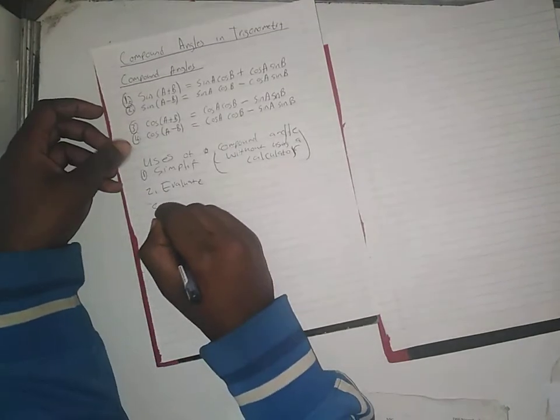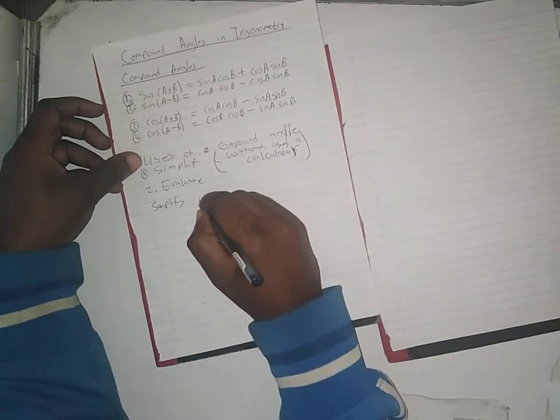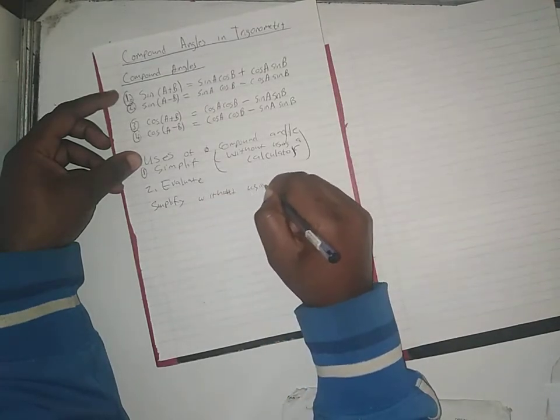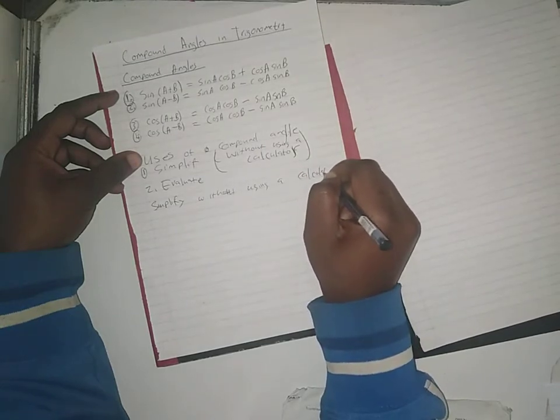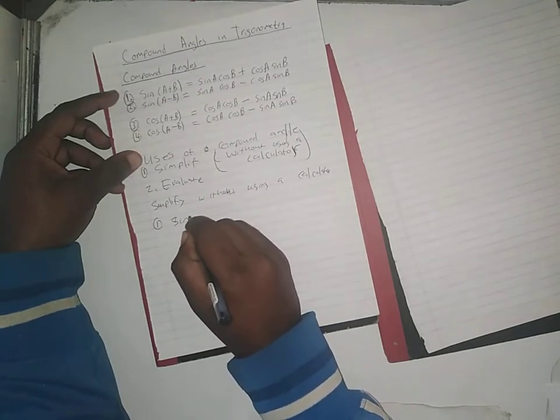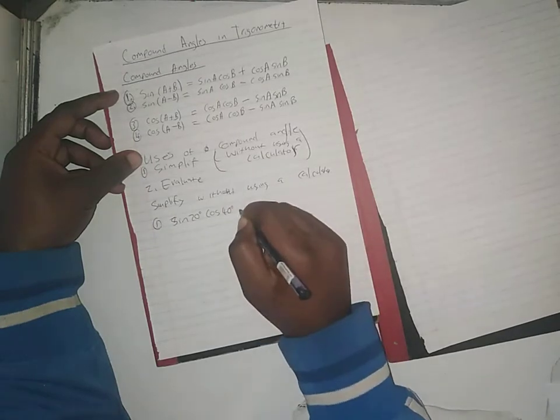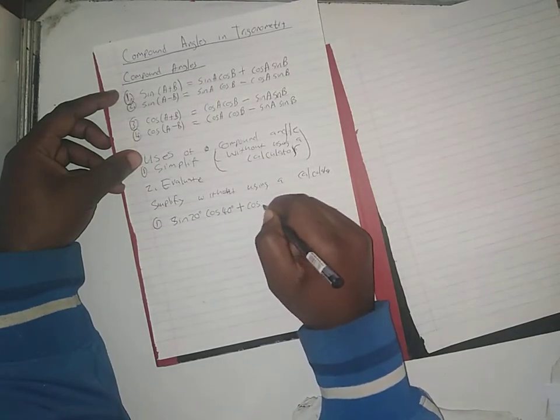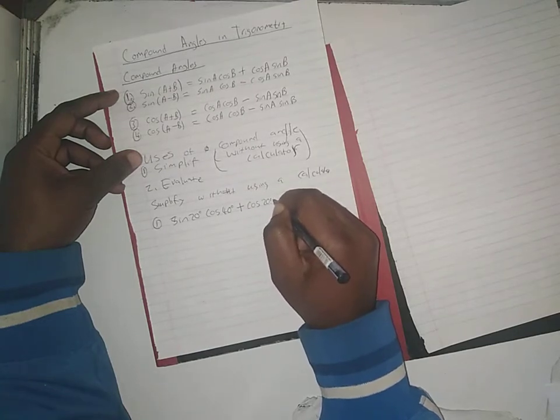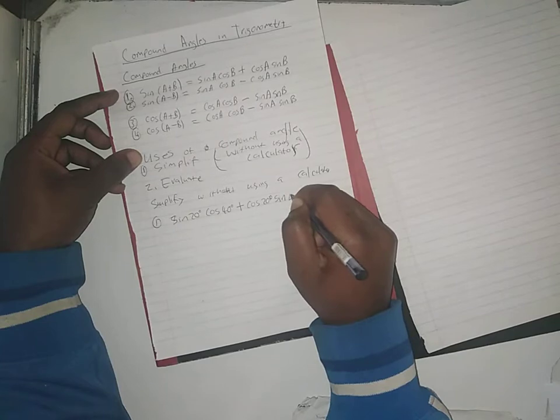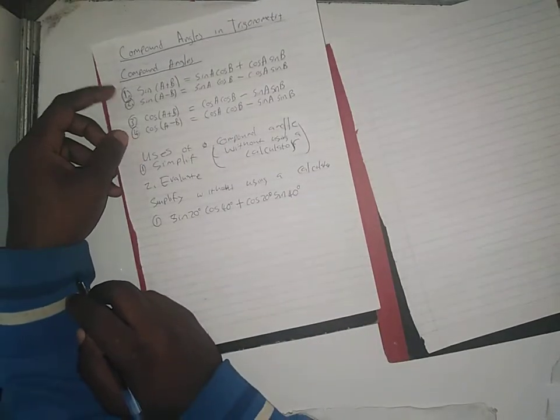Let me give you an example. Let's say you are given: simplify without using a calculator, and they give you something like this: sine 20 degrees cos 40 degrees plus cos 20 degrees sine 40 degrees. You need to simplify this without using a calculator.